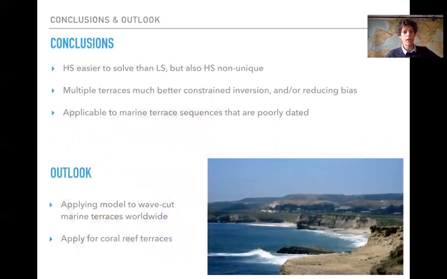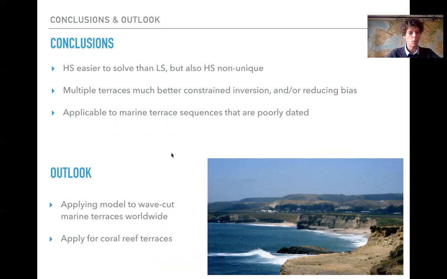So in conclusion, what we could see from both the synthetic tests and the real examples, is that high stands are a bit easier to solve than low stands, but also with these high stands there's a bit of non-uniqueness. Another thing is that looking at multiple terraces at the same time gives much better constraints in terms of inversion and reduces the bias. So that is promising as well. And it's also applicable to marine terraces that are poorly dated. You can still resolve quite a bit of information on past sea level, even without a lot of ages.